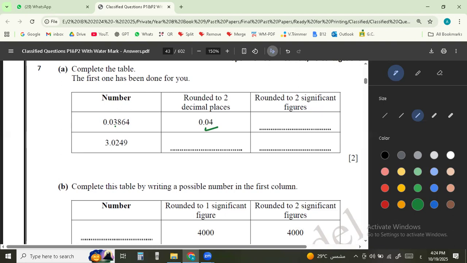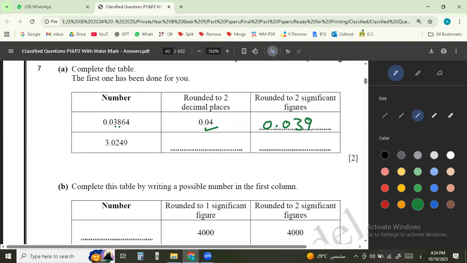Here, I'm rounding to 2 significant figures. The first significant figure is the first non-zero figure. This is the first significant figure. Here is the second significant figure. So I'm going to round this 8. The 6 gives it a 1, so it is 0.039 because the 6 is strong.